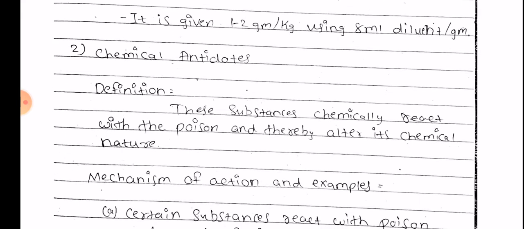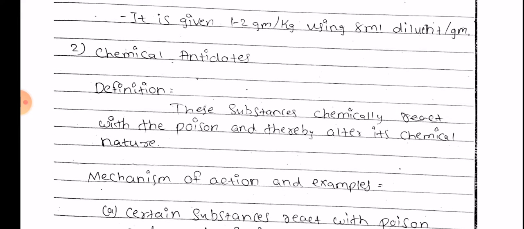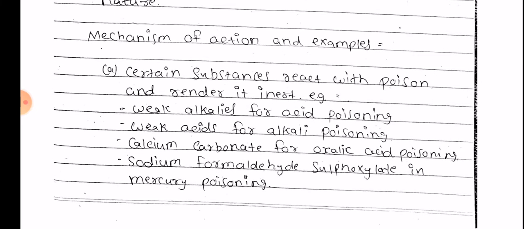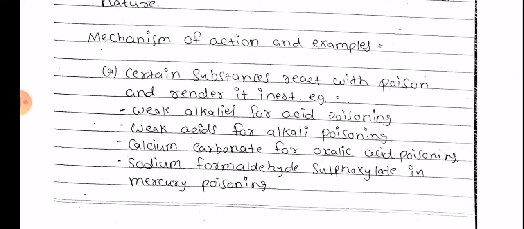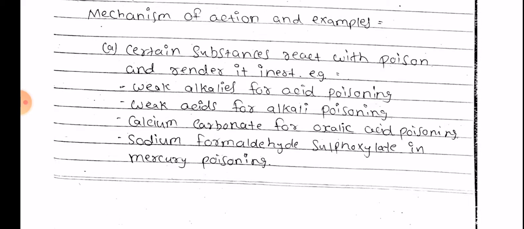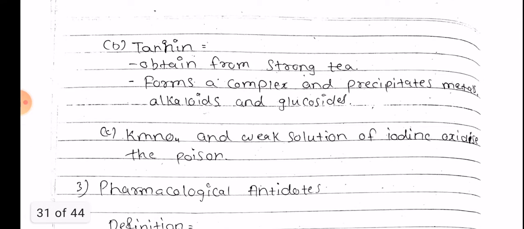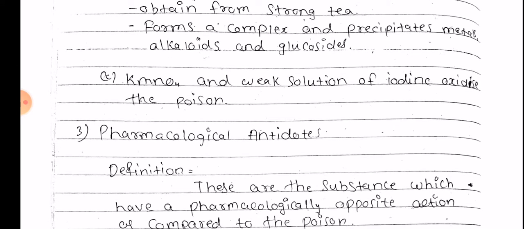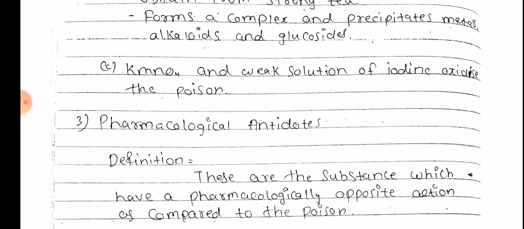Chemical antidotes. Definition: these substances chemically react with the poison and thereby alter its physical nature. Mechanism of action: certain substances react with the poison and render it inert. Examples: weak alkalis for acid poisoning, weak acids for alkali poisoning, calcium carbonate for oxalic acid poisoning, sodium formaldehyde sulfoxylate for mercury poisoning. Tannin, obtained from strong tea, forms a complex and precipitates metals, alkaloids, and glucosides. KMnO4 and weak solution of iodine oxidize the poison.